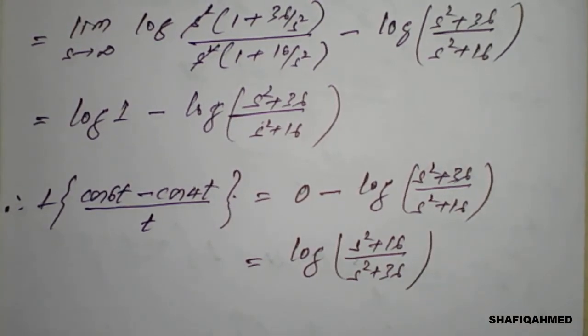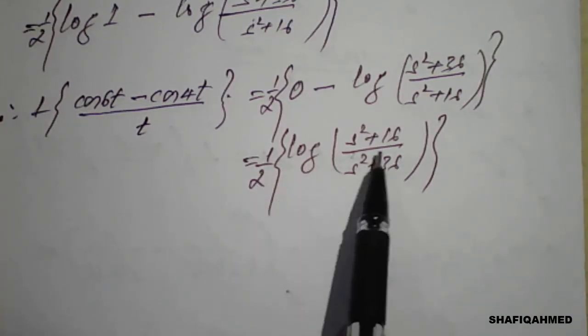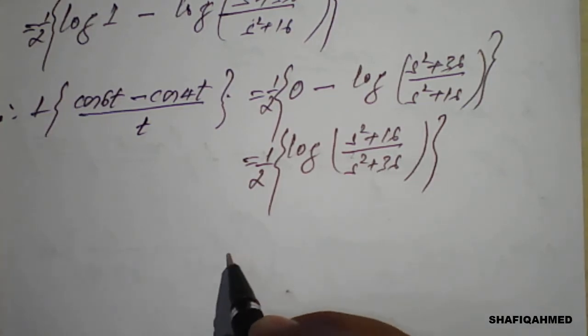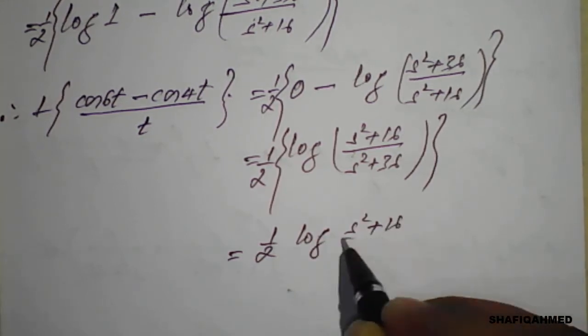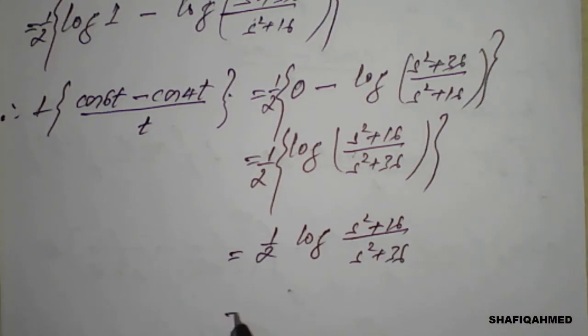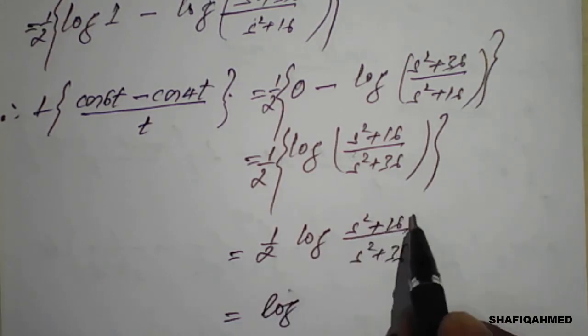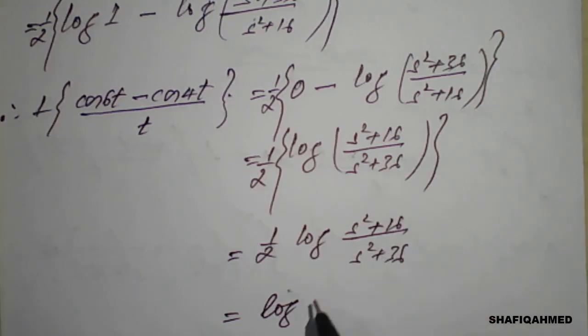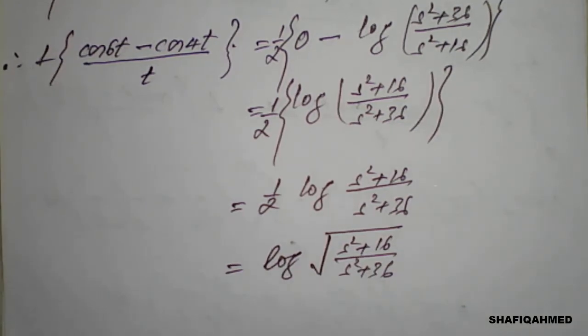So we got this result now. Now we have this 1 by 2 log of the result. So this can be written as 1 by 2 log of (s square plus 16) divided by (s square plus 36). Applying the logarithm property, 1 by 2 log can be written as log of the value raised to 1 by 2, and value raised to 1 by 2 is nothing but the square root. So it is the square root of (s square plus 16) divided by (s square plus 36). So this result we got now.